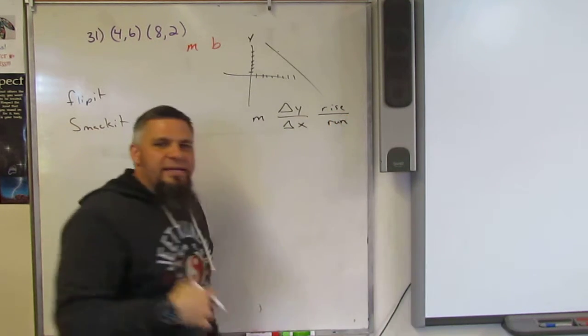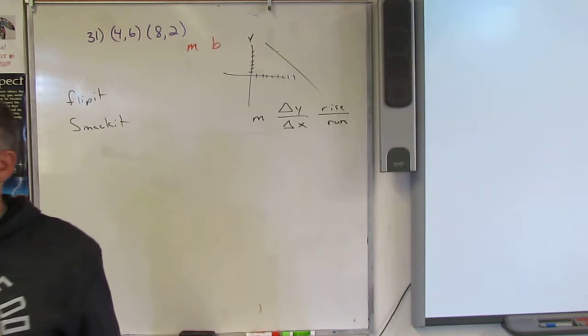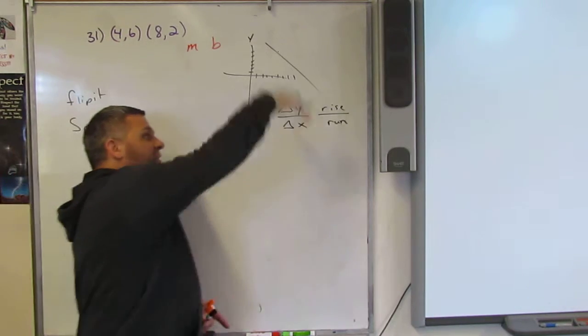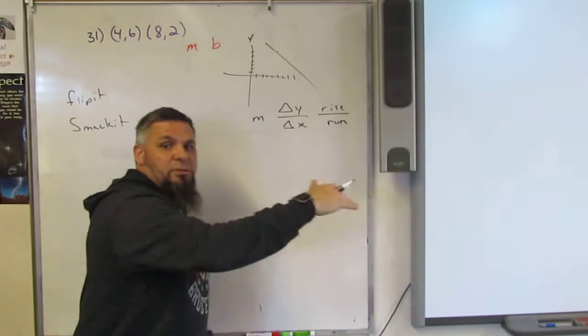Now, rise is y. You rise up and down. Bobs, focus. Rise is up and down. The run is left and right. Up and down, y. Run, x.